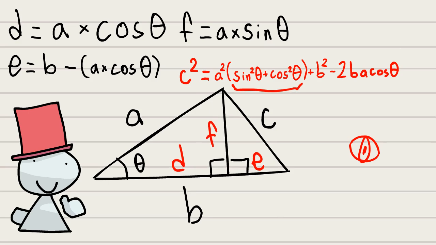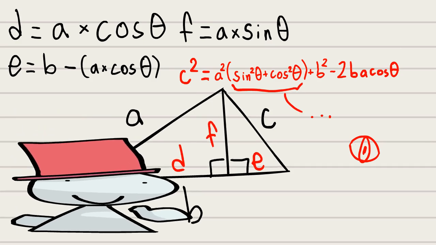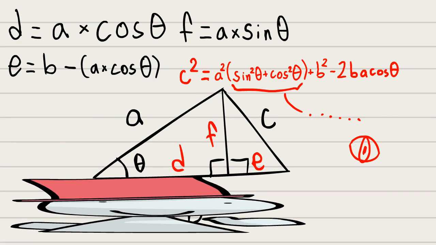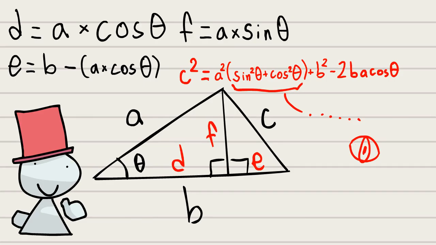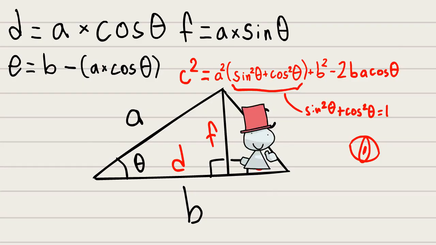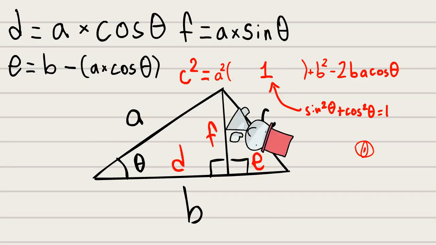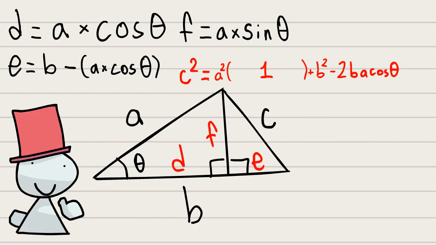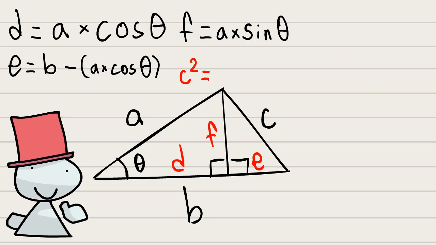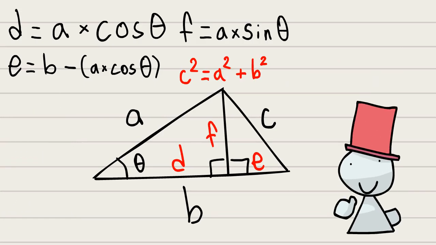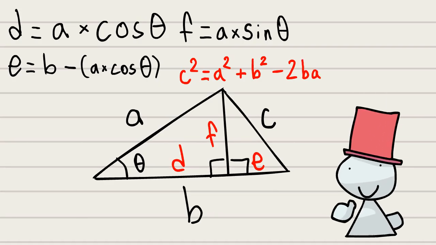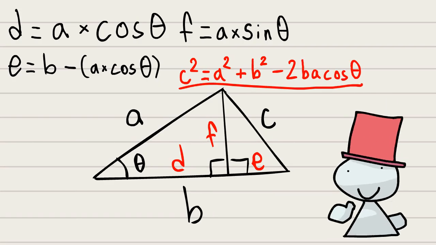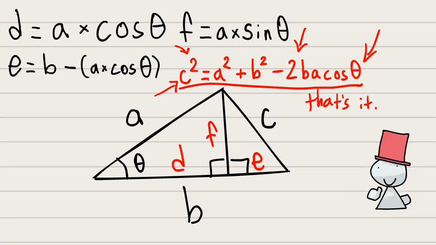See, with the trigonometric identity that we mentioned a little bit earlier, we know that inside that A squared times (sine squared theta plus cosine squared theta), that really just means A squared times 1. Because sine squared theta plus cosine squared theta is always equal to 1. So that means that we can simplify our equation all the way down now to C squared equals A squared plus B squared minus 2 times B times A times the cosine of theta. And if you know about the law of cosines, you know that's it.